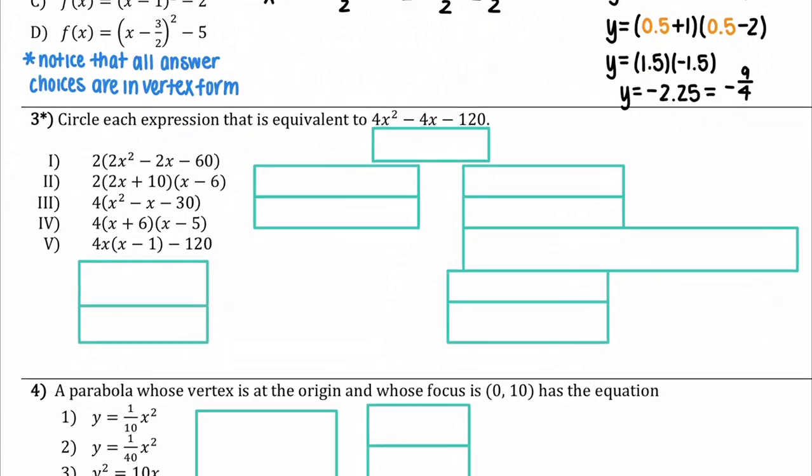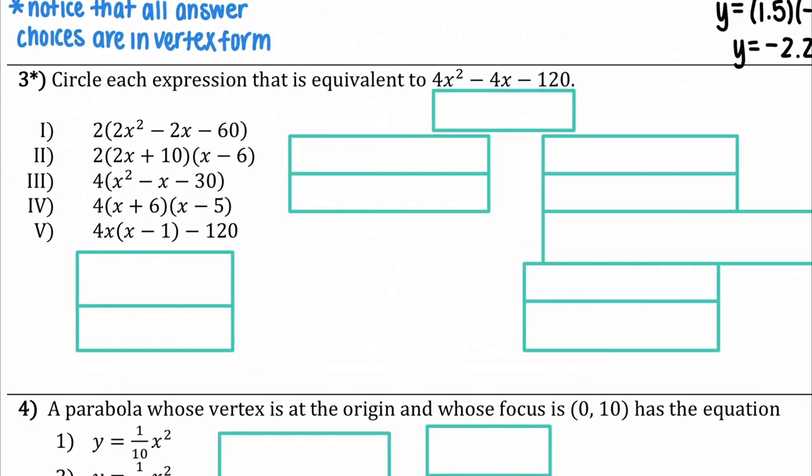So number 3, you can approach this in many different ways. It says circle each expression that is equivalent to 4x squared minus 4x minus 120. So if we look at all the answer choices, yeah, you could spend your time multiplying out everything and seeing if it is equivalent to the original, but it's not necessarily time efficient.